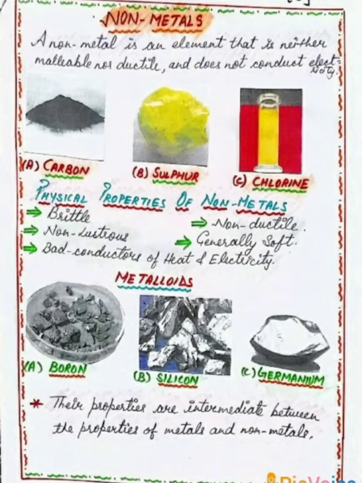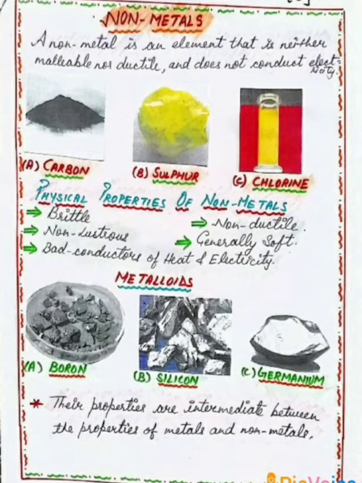Now, properties of nonmetals. The first property is nonmetals are not malleable. They are brittle. This means that nonmetals cannot be beaten into thin sheets with a hammer because nonmetals break into small pieces when hammered.